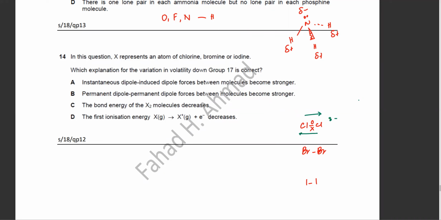So sometimes this side is slightly negative, this side is slightly positive. Sometimes the reverse happens. The molecule collides and the electrons slightly get shifted to this side. This side becomes slightly negative, and this side slightly positive, so it's temporary dipole, induced dipole. Instantaneous dipole, induced dipole, van der Waals forces. So what happens to the volatility? Now, chlorine is a gas, bromine is a liquid, and iodine is a solid. So that means down the group, your boiling points are increasing.